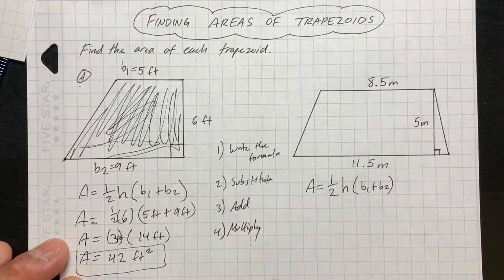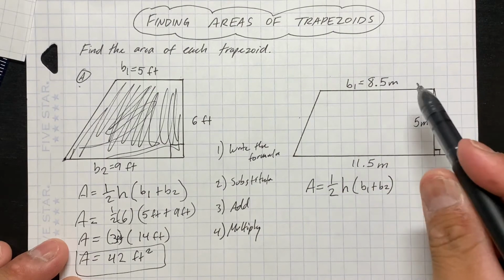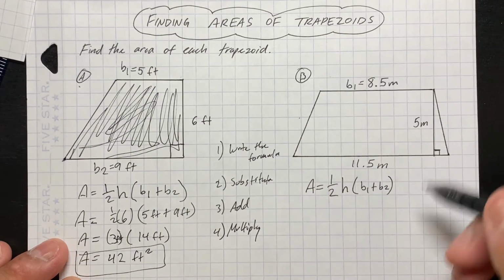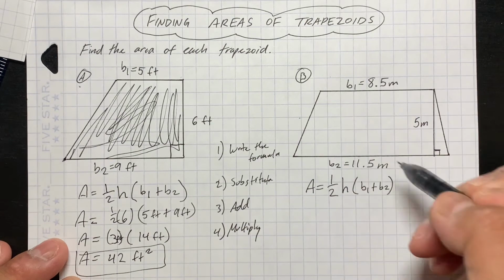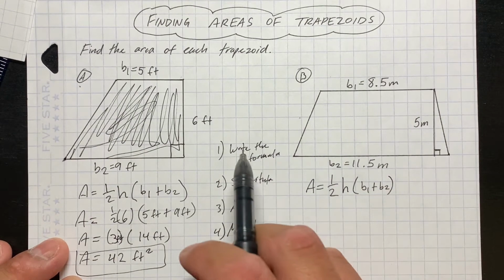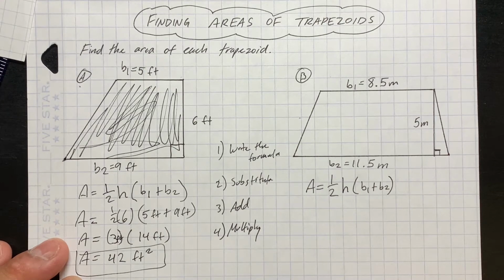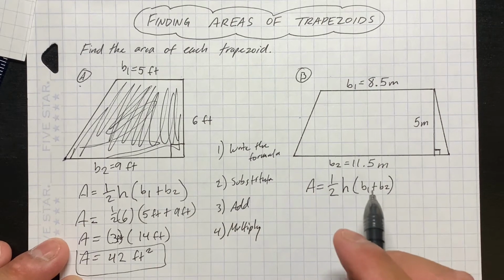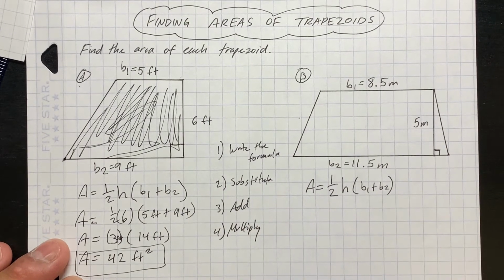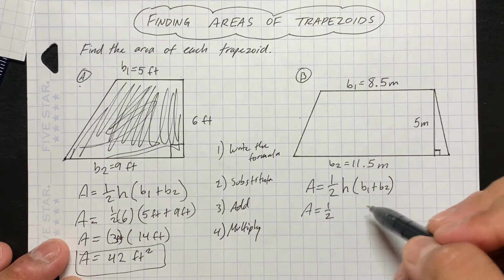So again, in this case, base 1 will equal 8.5 meters, and base 2 is going to equal 11.5 meters. And your height is 5 meters. So we wrote the formula for step 1. Again, the area formula for a trapezoid is the same as the area formula for a triangle, except that you have 2 bases here. So again, area equals half times the height, which is 5 meters.